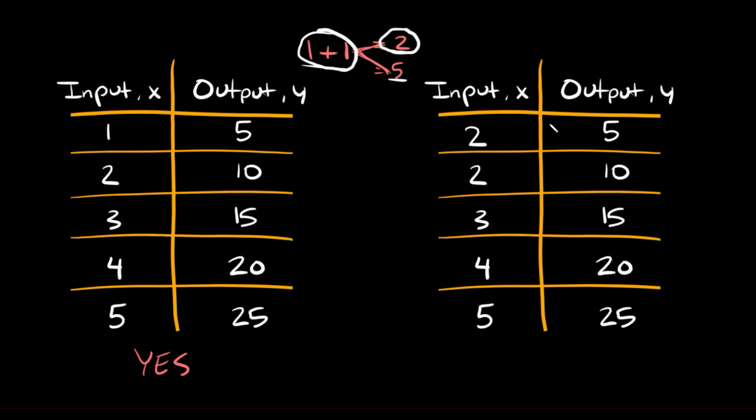Now, what about this table over here? You can see we have the same input a couple times. We have 2, then 3, 4, and 5, and all the outputs are different: 5, 10, 15, 20, 25. Again, the same input, 2 and 2, has to have the exact same output. So these should either be both 5s or both 10s, but we can't have a 5 and a 10. They can't be different. So here we would say no, this table does not represent y as a function of x.